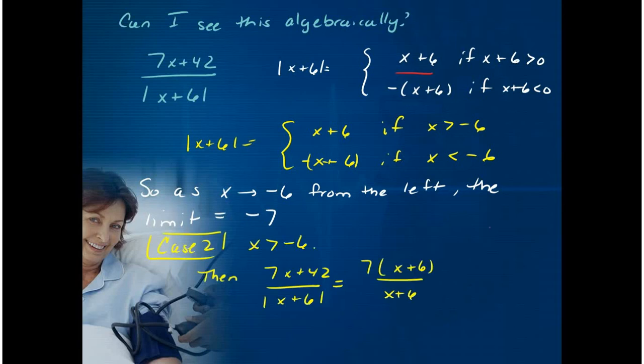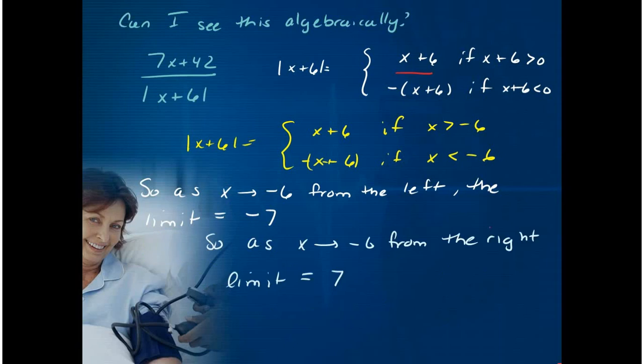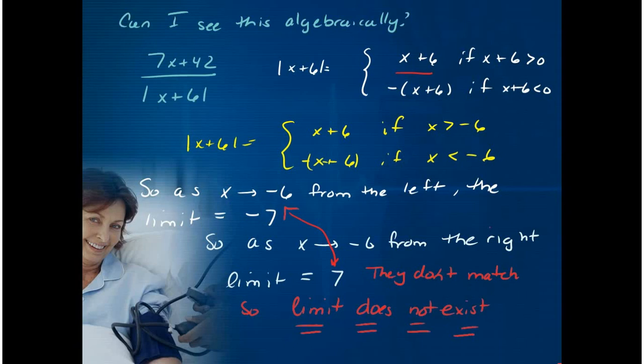Case 2 is, what if I start in this top branch right here? If x is bigger than -6, then I have that the absolute value of x plus 6 is just x plus 6. They cancel, and I get 7. Exactly like I saw from the Excel spreadsheet, I get 7 if I'm approaching from the right of -6. So as x approaches -6 from the right, the limit is 7. These two things don't match. In order for a limit to exist, these two things have to match, and they do not. So therefore, the limit does not exist.